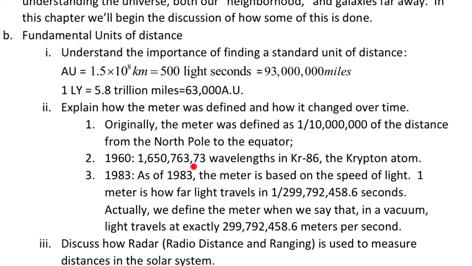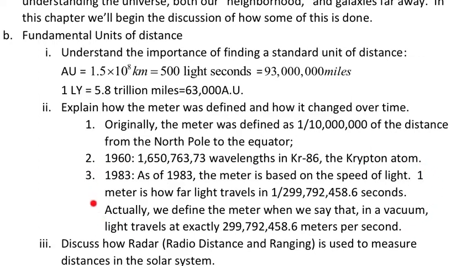what is that? I'm not sure if there's a typo in that number, but anyway, a huge number of wavelengths in the krypton atom for a long time in 1963. Then in 1983, the meter began to be based on the speed of light, and what they said is the speed of light is exactly 299,792,458.6 meters per second. So light travels 1 meter in 1/299,792,458.6 of a second. And so this is now the standard definition of the meter.